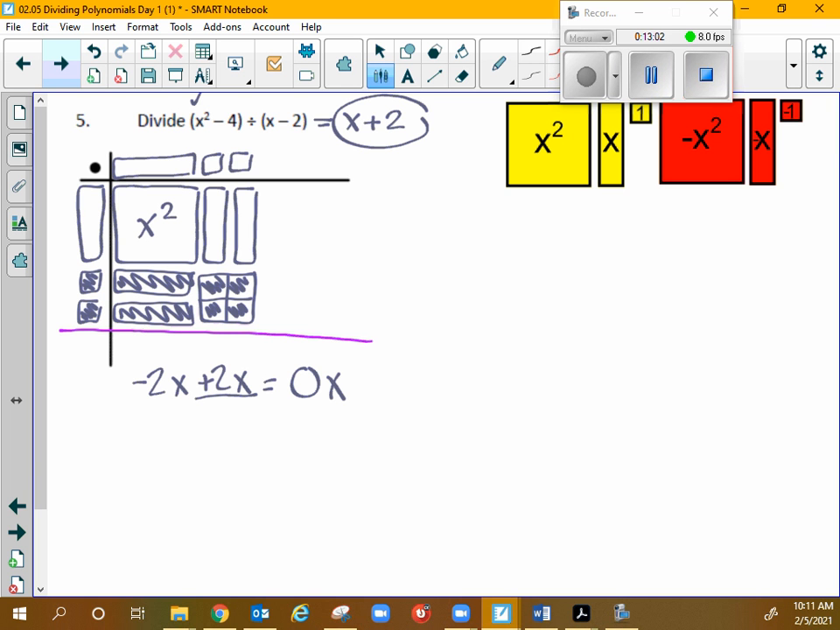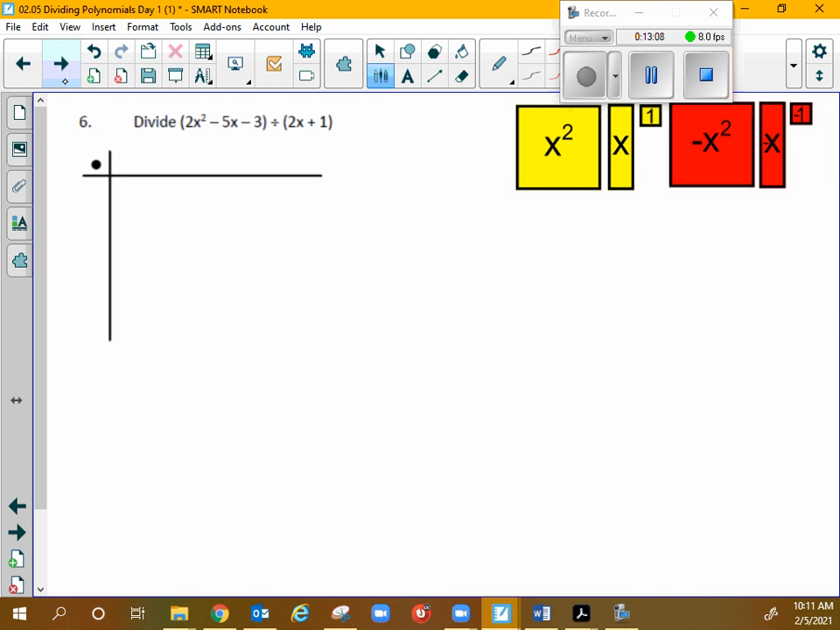Now, every single one of those has also had a leading term of 1x squared. They're not always going to. So we're going to divide 2x squared minus 5x minus 3 by 2x plus 1. Where do I start? 2x plus 1. 1, 2, and a single. Okay. My leading term, 2x squared.